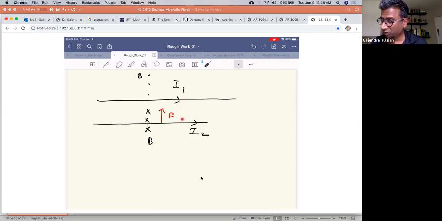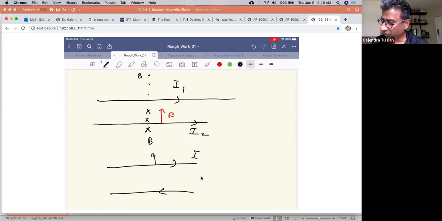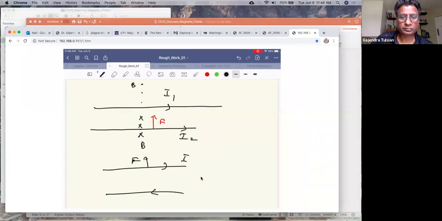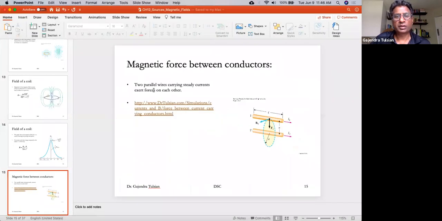You can keep it simple and say to a little kid, hey, look, two parallel currents attract each other. You can do a similar analysis, and what you find is that if currents are moving in opposite directions, they will repel each other. That's what we're going to see.